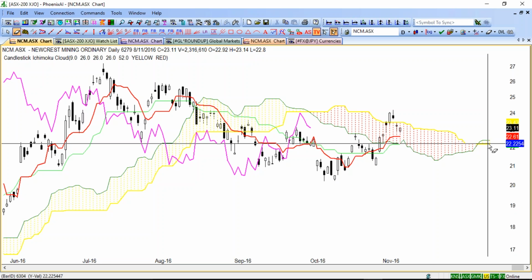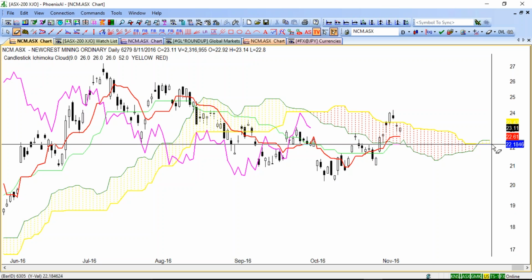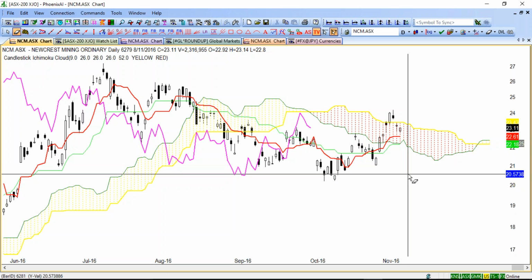If that is the only information you take out of Ichimoku on this particular chart, you can simply put an alert in there for when Newcrest gets back to $22.20. Alert me, and let's have a look at the price action around here and see if there is a pivot point, see if there is an engulfing period, see if there is a hammer in there, see if there is something that would qualify as a trade entry, and take it from there.